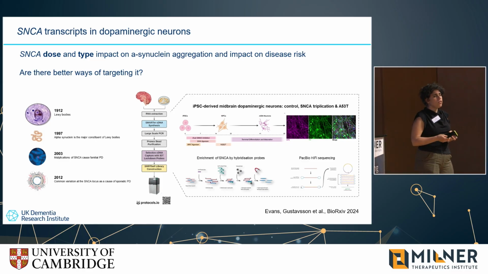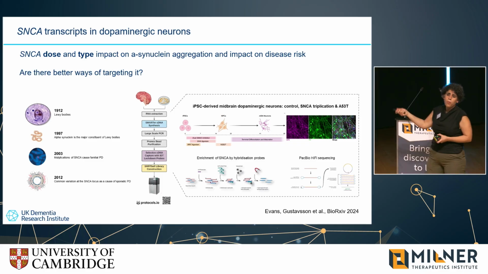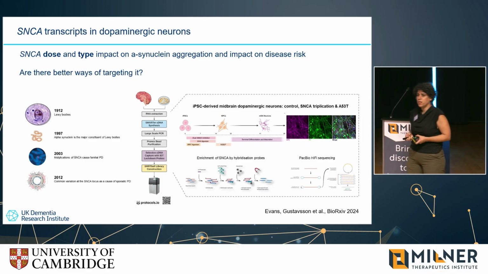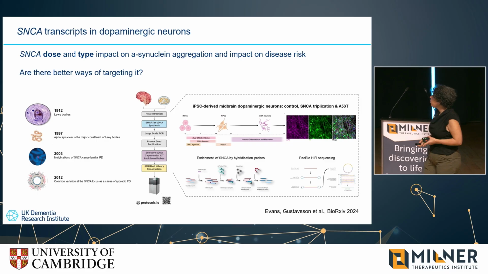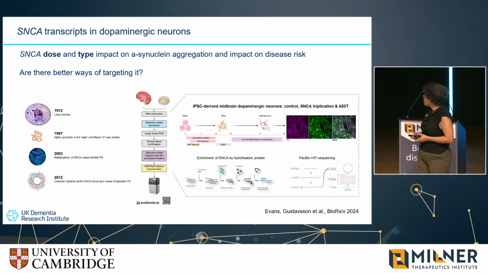We then identified that the major constituent of Lewy bodies is the synuclein protein itself, and that mutations in the synuclein gene give rise to early onset Parkinson's disease, duplications of this gene, triplications of this gene give rise to early onset Parkinson's disease, and even common variation around this gene increases your risk of Parkinson's disease. So this gene, in terms of its dosage, its type, its actual amino acid sequence, all impact on the ability of alpha-synuclein to aggregate and to cause Parkinson's disease.